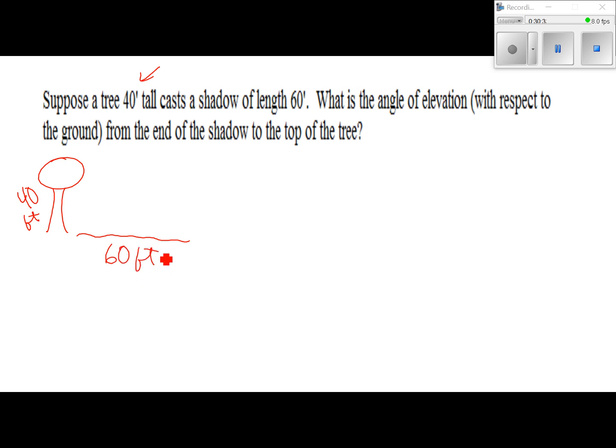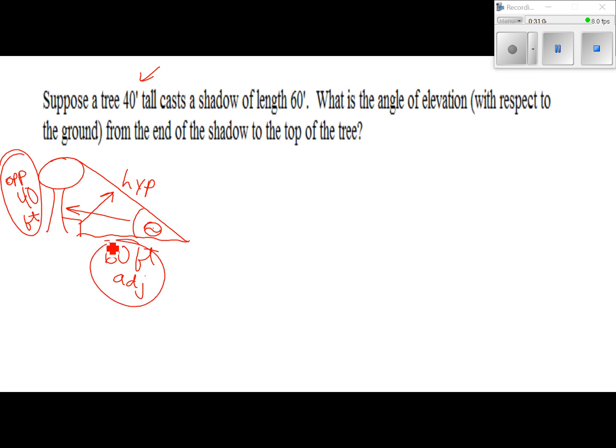What is the angle of elevation with respect to the ground from the end of the shadow? So the angle of elevation is going up. You're looking at the top of the tree. This is what we're looking for right here. We're going to call it theta. So we're trying to find theta there. So we're dealing with that angle. That's the opposite leg. Hopefully the tree makes a right angle with the ground. That's the hypotenuse, and then this side is the adjacent leg. The ones we care about this time are these two, the opposite and the adjacent. We really don't care about the hypotenuse this time.